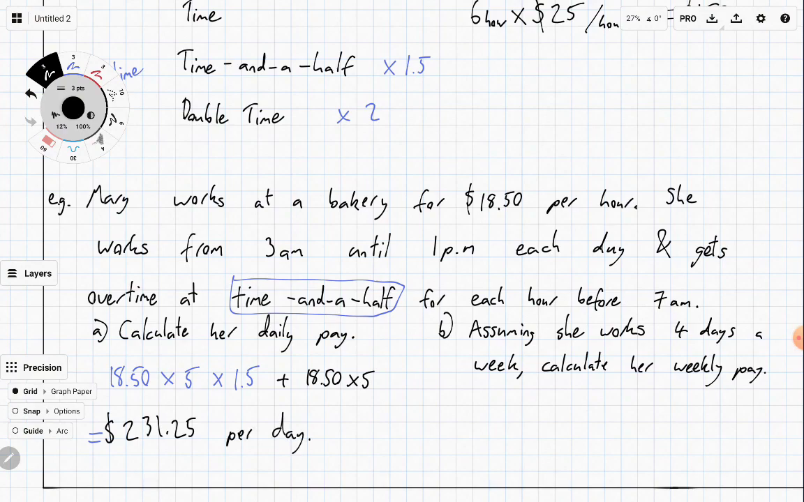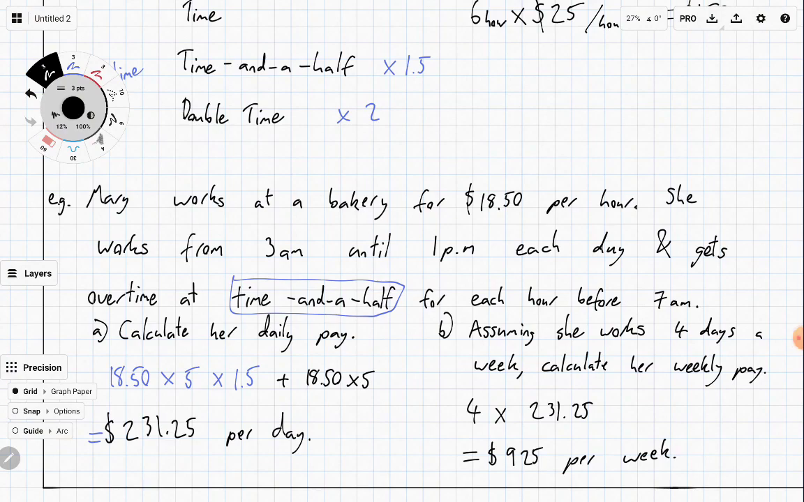So assuming she works for 4 days a week, for part B, calculate her weekly pay. Well, 4 days per week times $231.25, and that's going to tell us that she makes $925 per week.